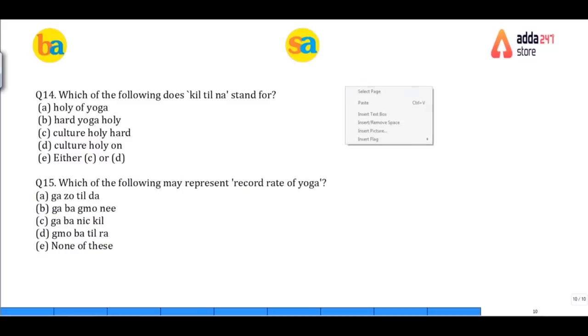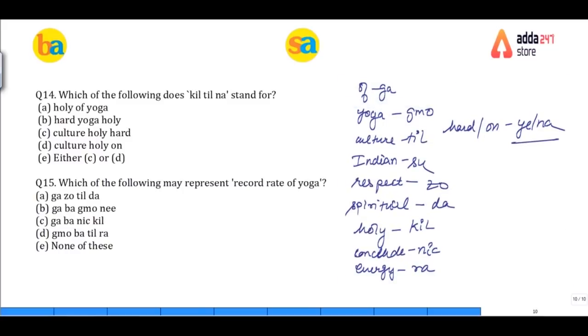क्वेश्चन नंबर 14, KIL, TIL एंड NA स्टैंड्स फॉर? KIL स्टैंड्स फॉर होली, TIL स्टैंड्स फॉर कल्चर एंड NA स्टैंड्स फॉर आइदर हार्ड और ऑन. तो होली कल्चर हार्ड, होली कल्चर ऑन, तो सी और डी दोनों हो सकता है, इसलिए ऑप्शन ई हमारा करेक्ट आंसर हुआ. क्वेश्चन नंबर 15, विच ऑफ द फॉलोइंग मे रिप्रेजेंट रिकॉर्ड रेट ऑफ योगा?